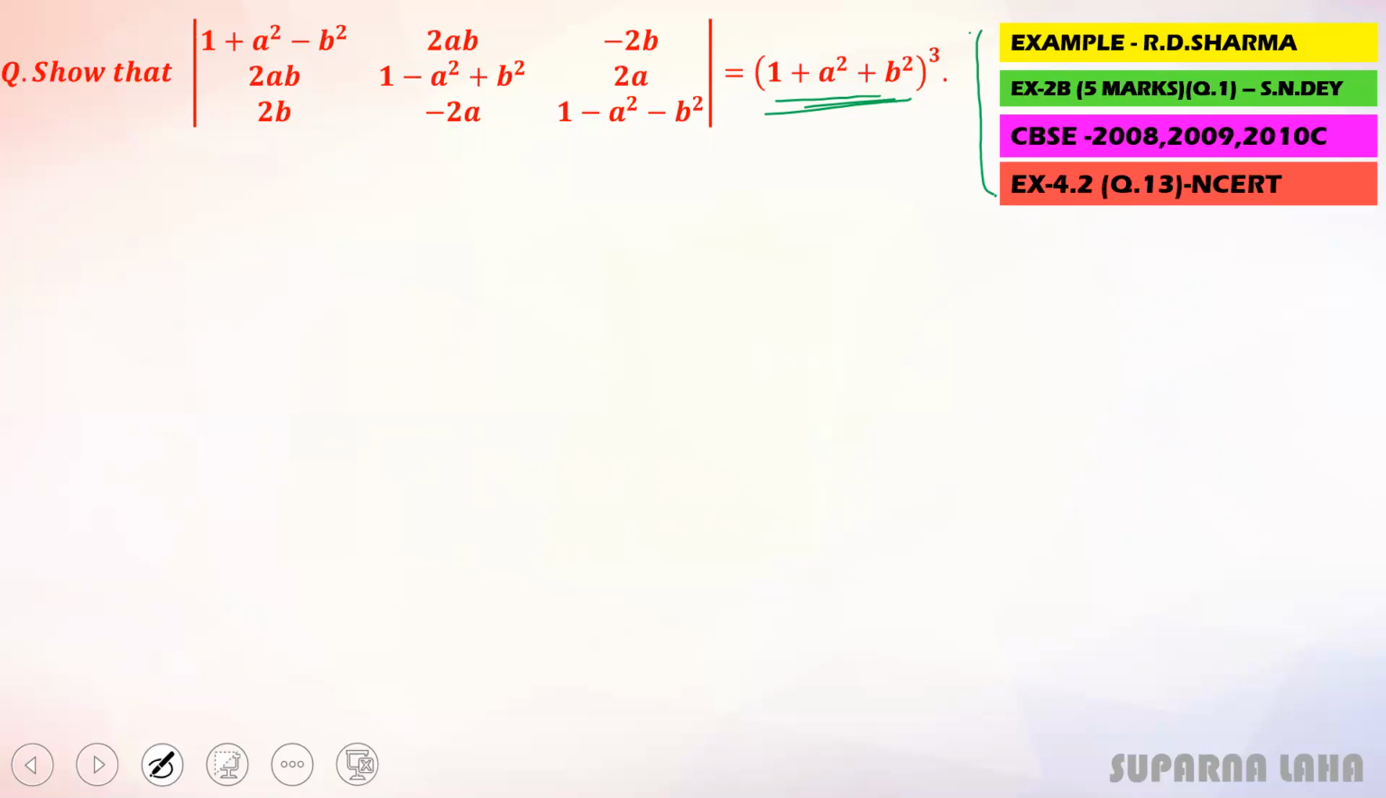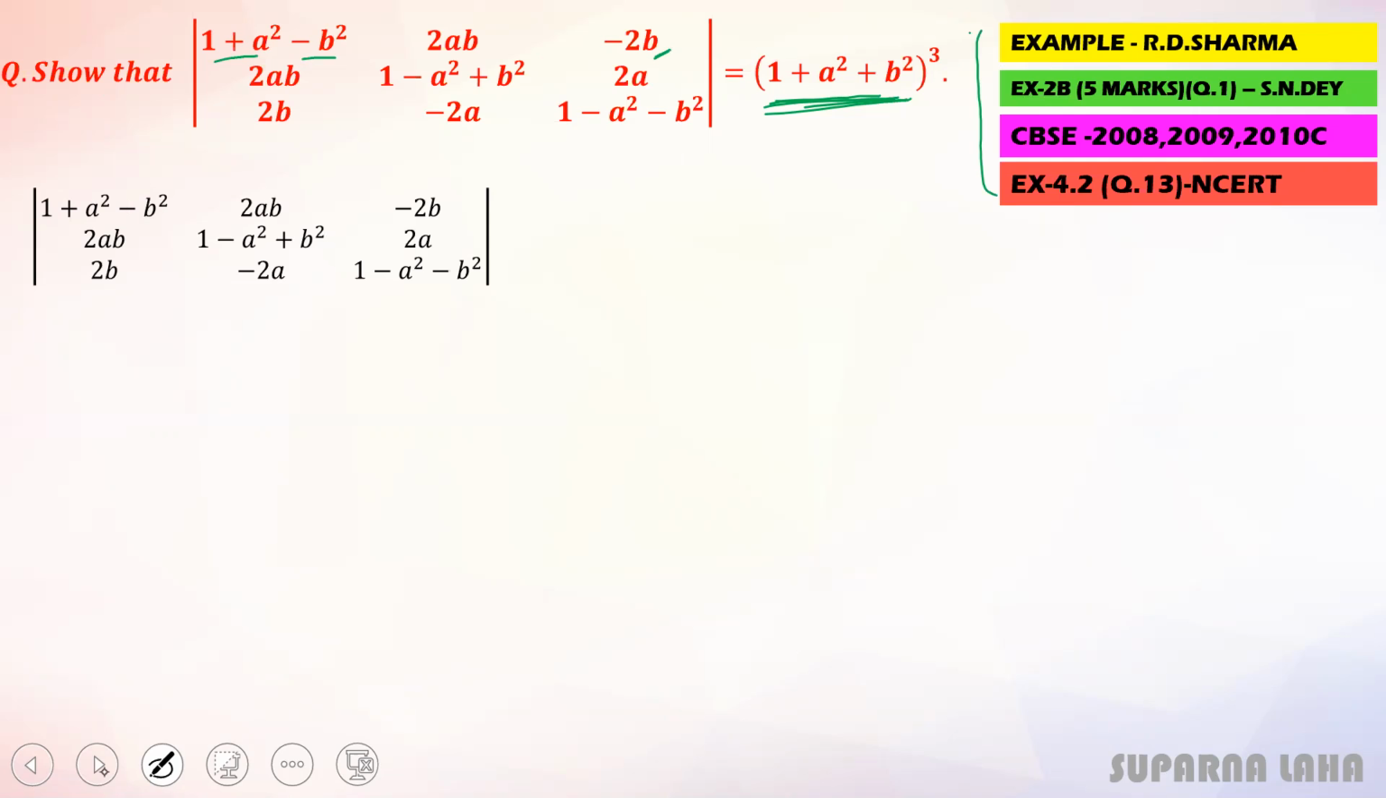So first of all, we need to find these factors, 1 plus a square plus b square. So here it is given 1 plus a square minus b square. Now, if we just multiply this one with b and just subtract with it, so what you will find? You will find 1 plus a square plus b square. So let's apply this operation and then check what we can find.